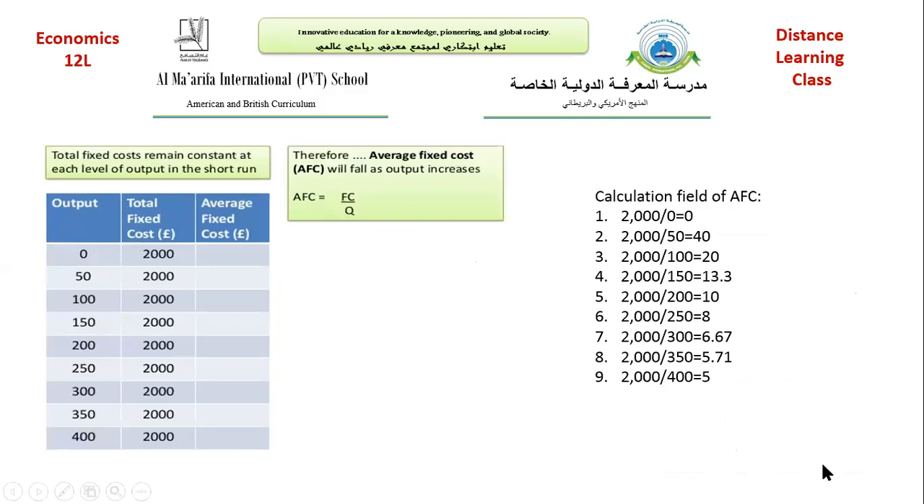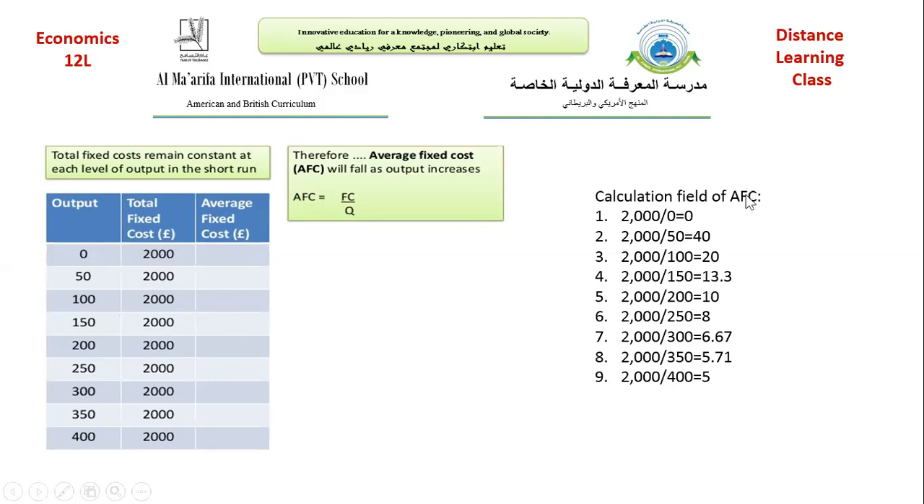Here, we're coming to the calculation of average fixed cost. In front of you, you can see a very simple short table, and the only blank field we have is average fixed cost. How to calculate it? Here, in the center of the screen, you can see your formula. Average fixed cost equals total fixed cost over quantity. Both are given to you. Total fixed cost is given to you here, and as we said, total fixed cost never changes, it remains the same, so it is 2000 for each category. Output means your quantity.